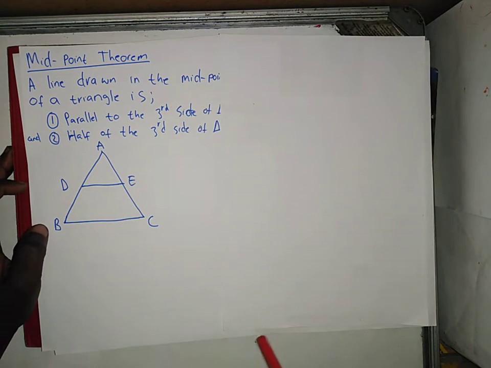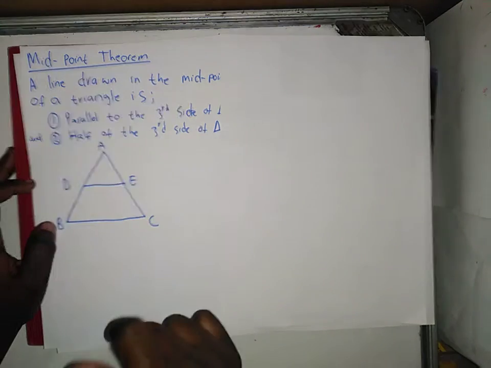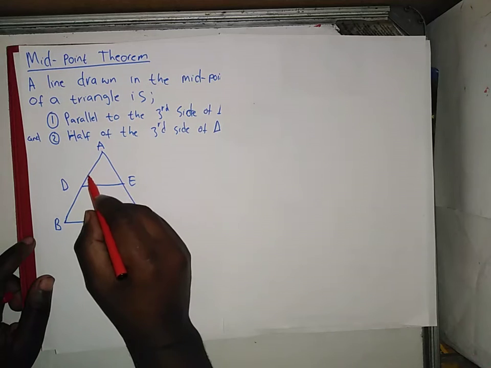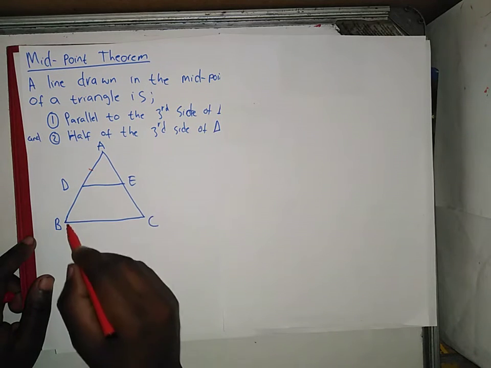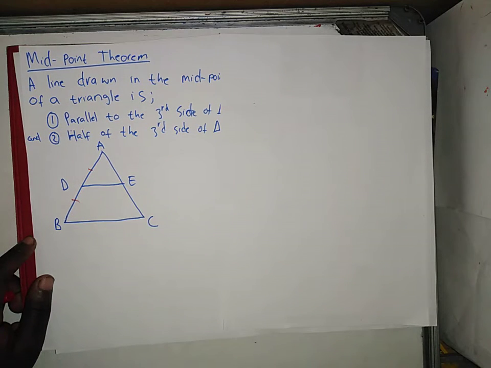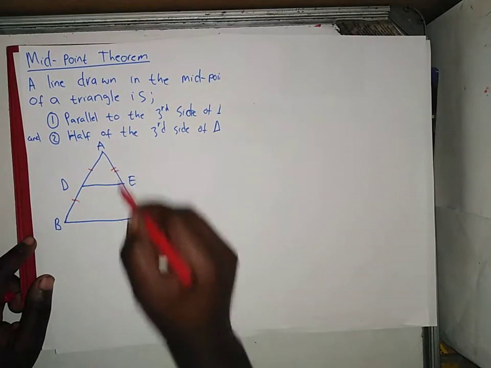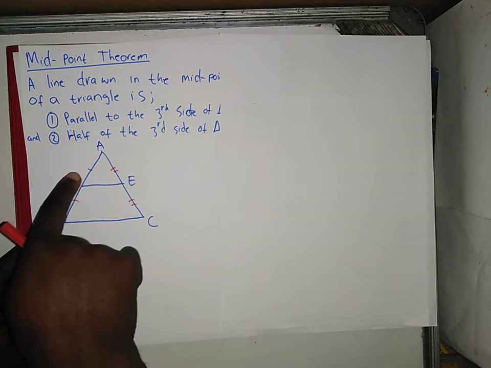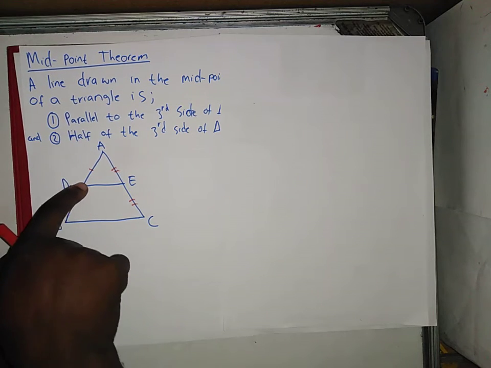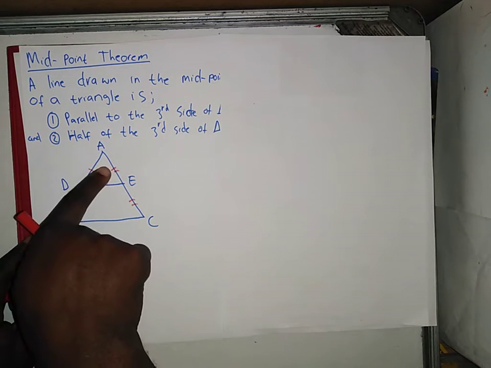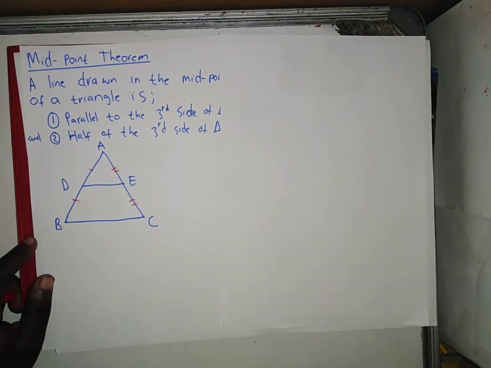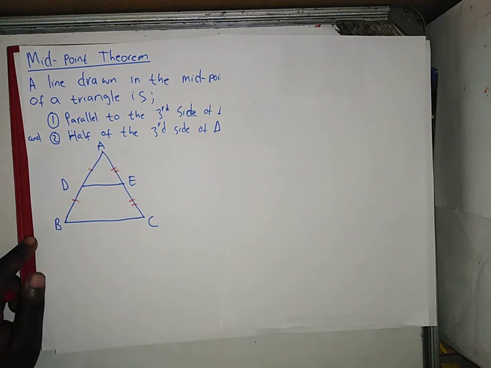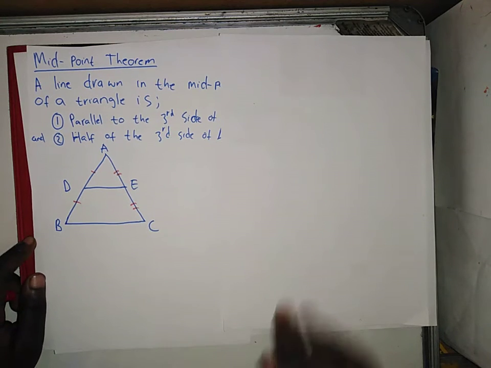So what it says is that if you've got a line that is drawn in the midpoint, and here is a midpoint, so that means that this is equal to this, right? And then this one is also equal to this one. So you've got this being equal to this, so this is a midpoint, and then this being equal to this, and this is the midpoint. So if you have a line, which is this one, that is drawn in the midpoint of a triangle, right?